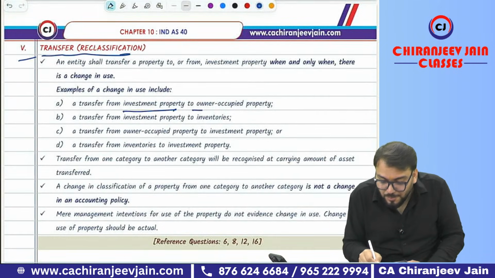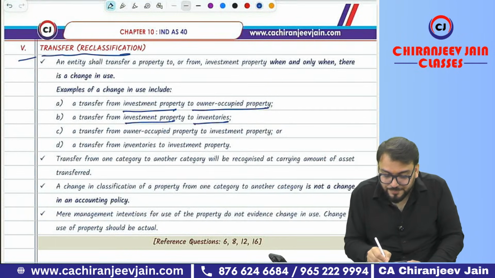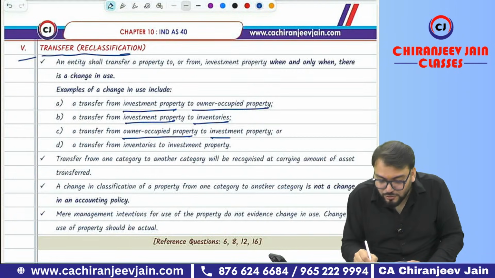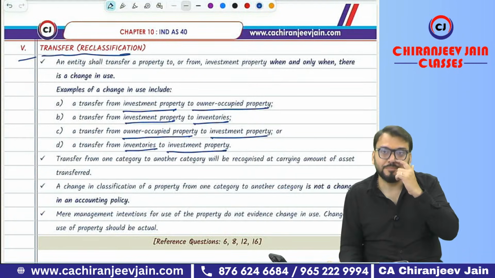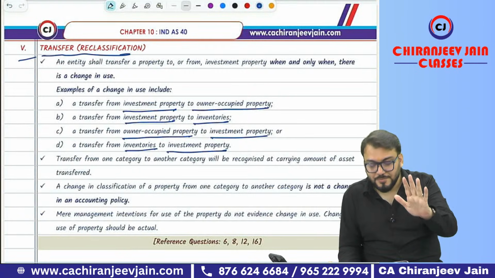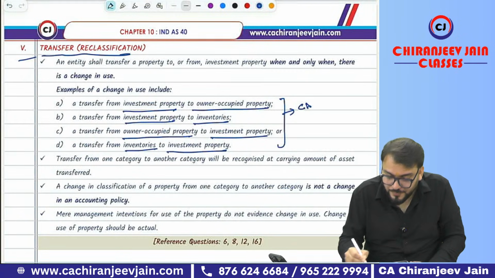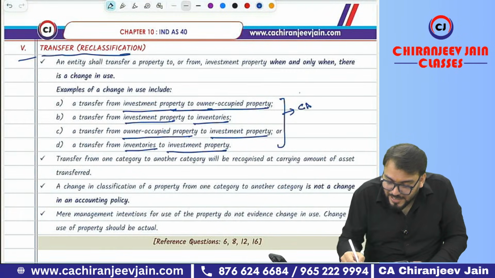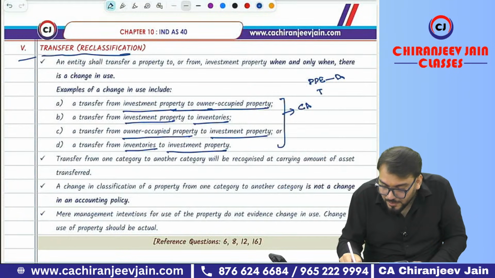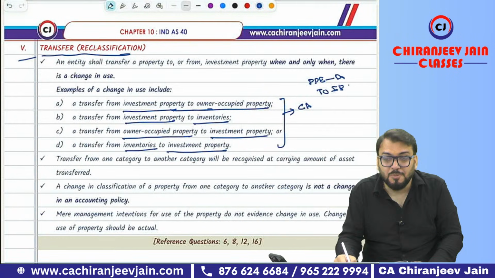Transfer of investment property to owner occupied property, transfer of investment property to inventory, transfer of owner occupied property to investment property, and transfer of inventory to investment property. Does that work? Yes, sir. And reclassification will be done at carrying amount. In this case, the journal entry will be: property, plant and equipment will increase and investment property will decrease at the carrying amount of the investment property.